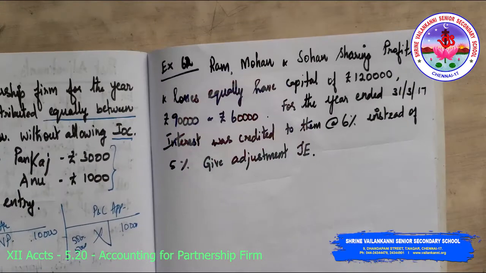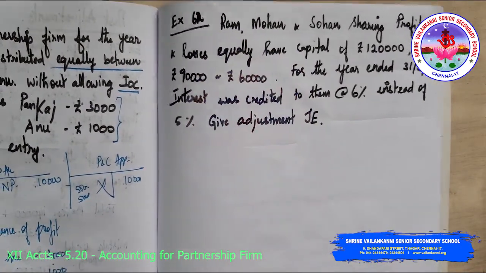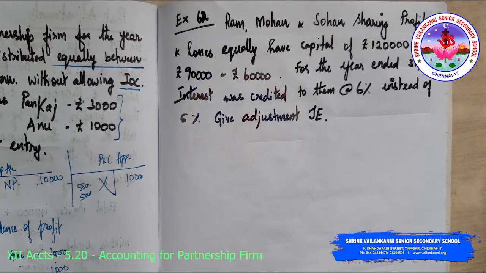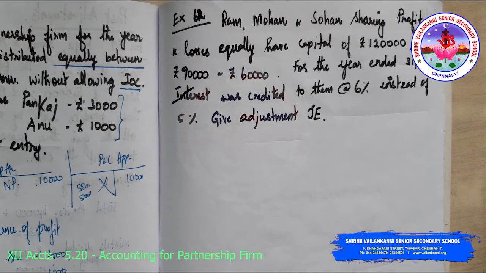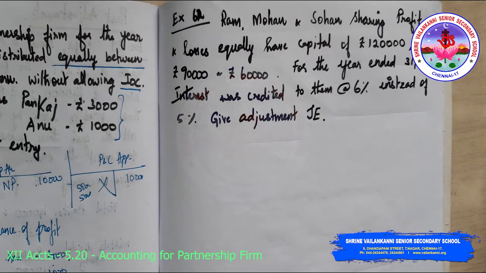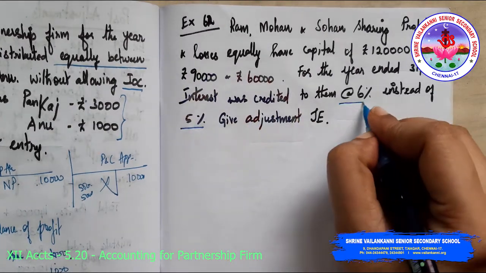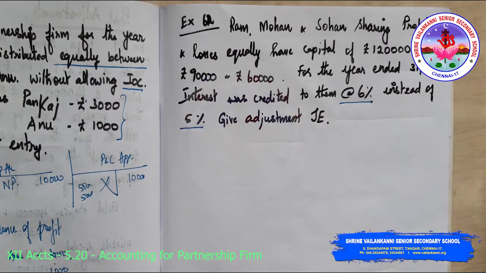I hope that this is clear. The next sum: Ram, Mohan and Sohan, sharing profits and losses equally, have capital of 1,20,000, 90,000 and 60,000 respectively. For the year ended 31/3/2017, interest was credited to them at 6% instead of 5%. Give adjustment entry. So they have made a mistake in interest on capital. They should have provided interest on capital at 5%, but they have provided 1% extra, that is 6%. We need to rectify that.